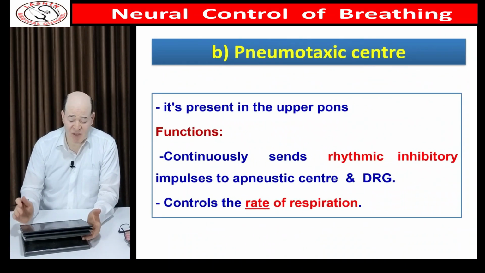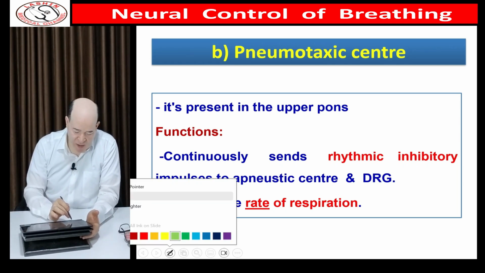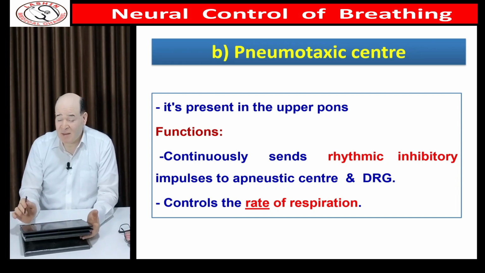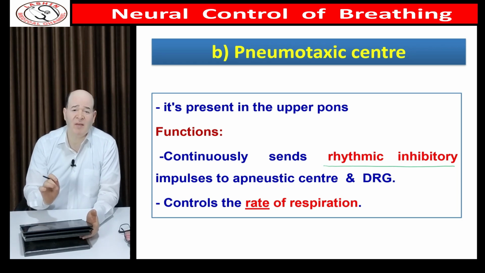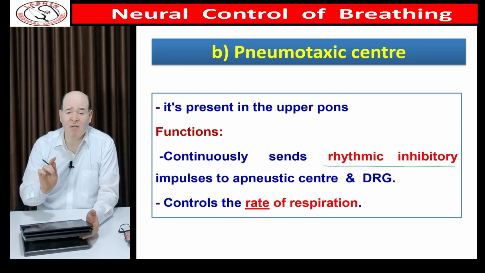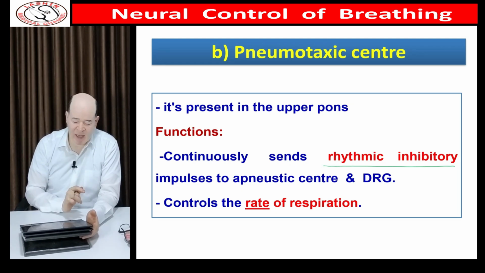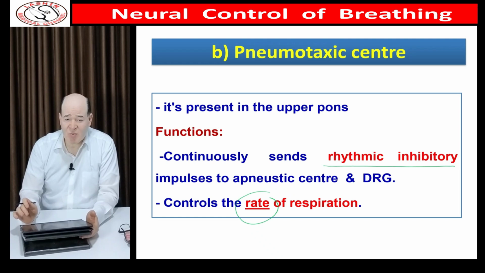The pneumotaxic center, the highest center in regulation of the respiratory process, is present at a higher level in the pons. It sends rhythmic inhibitory impulses to the apneustic center, converting its continuous activity into interrupted activity. Don't forget that it is responsible for determining the rate of respiration.